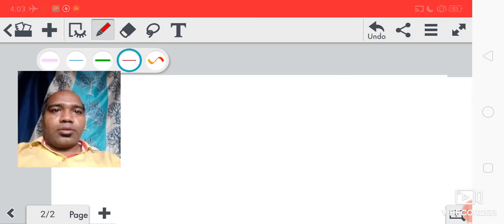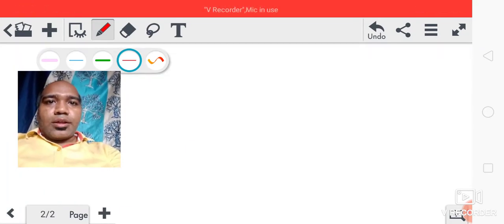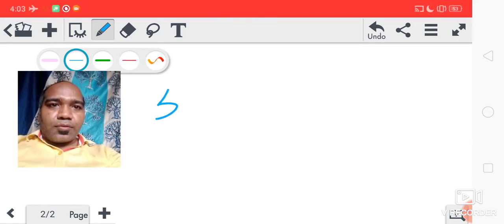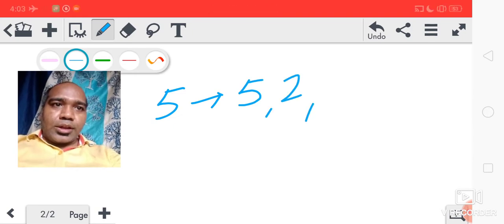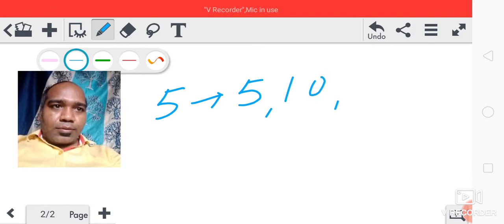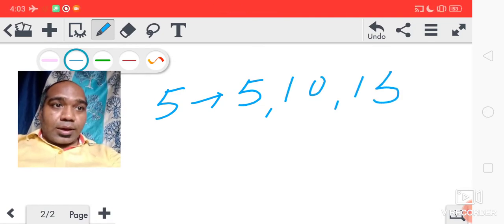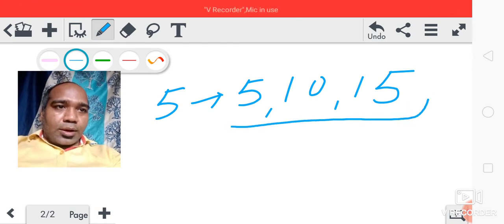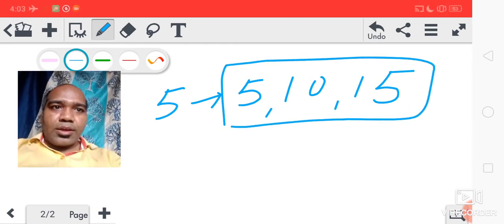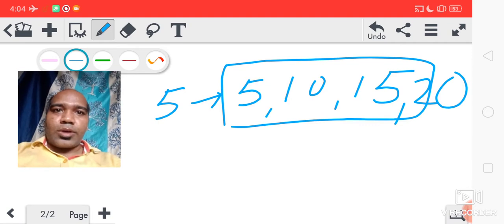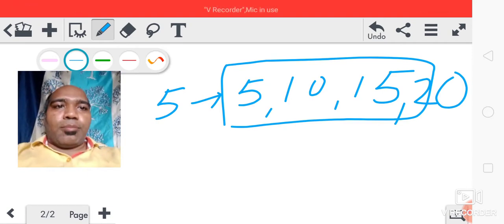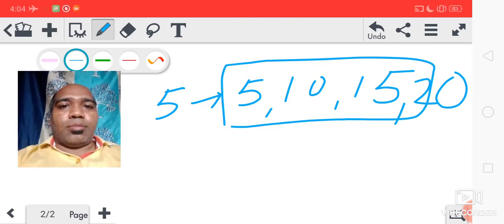Now if I ask you to write the first 3 multiples of 5, so first 3 multiples: 5 1s are 5, 5 2s are 10, then 5 3s are 15. So up to 3 only we have to write. First 3 I am asking, so up to 3. If I ask you the first 4 multiples of 5, then up to 20, 5 4s are 20. So these are the multiples. This we call multiples.